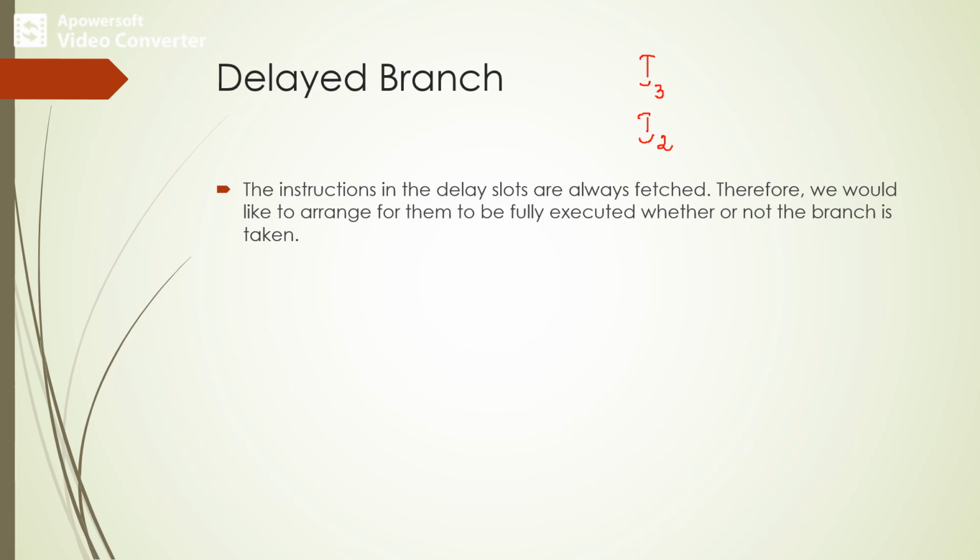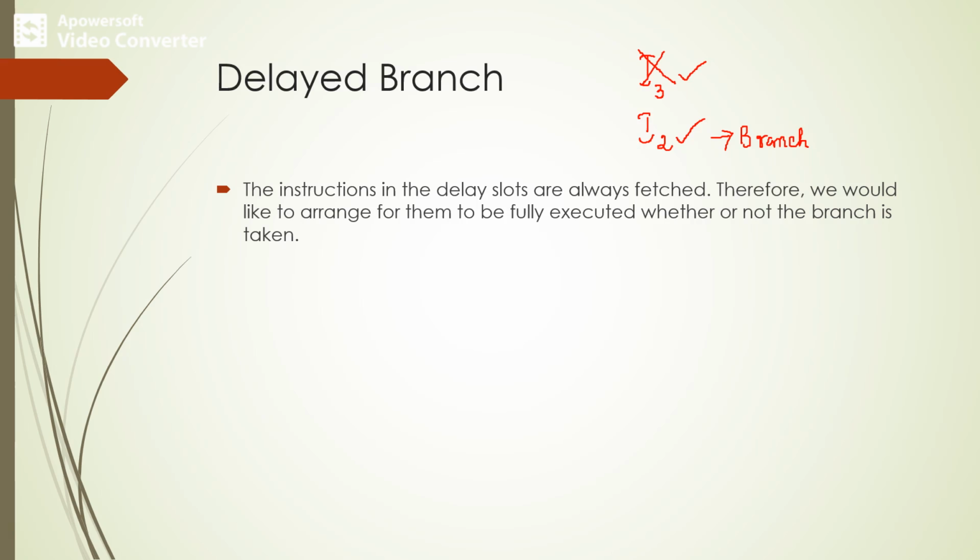So now what happens is the processor has already fetched I3, but the processor has no idea about I2, which is nothing but the branch instruction. So what exactly the processor does is discard I3 and fetch the instruction at the branch target.